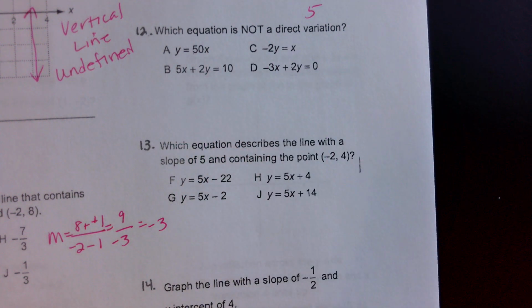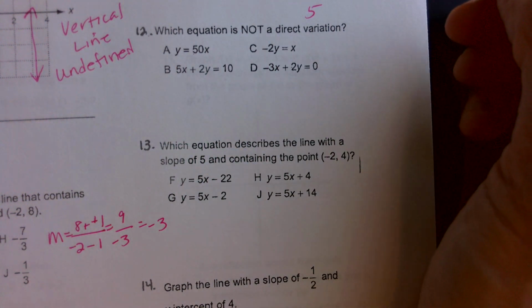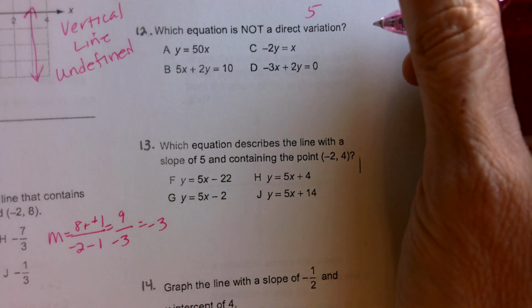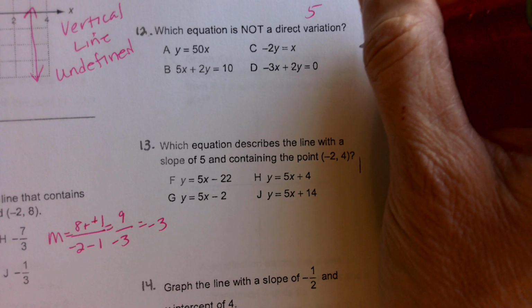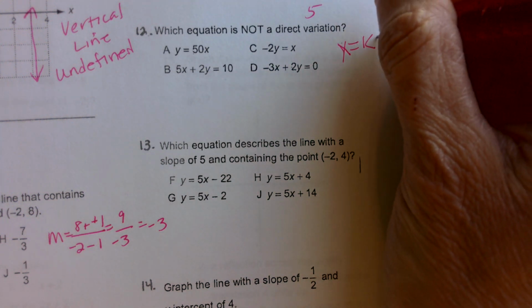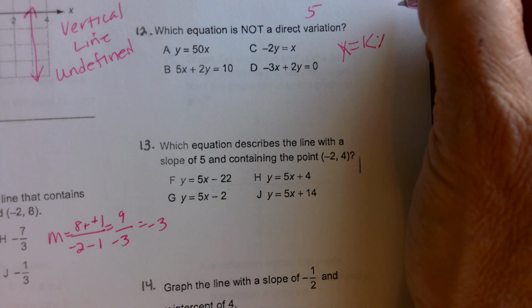Which equation is not a direct variation? Okay, well remember, direct variation has to always be in the form of y equals kx, or k equals y over x.